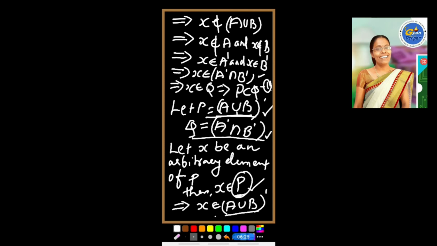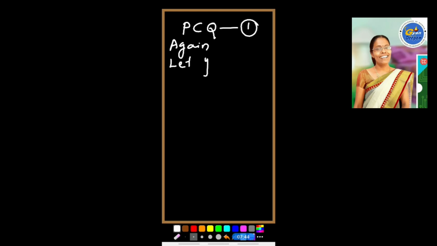So x belongs to (A union B) whole complement means x does not belong to A union B. From this statement I can write x does not belong to A and x does not belong to B, and not belonging to A means A complement. So I can write x belongs to A complement and x belongs to B complement. From this statement I can write x belongs to A complement intersection B complement. What is A complement intersection B complement? Q. So x belongs to Q. This implies P is a subset of Q. I think it's very clear. Then I am going to prove the next one. So my first result is P is a subset of Q.